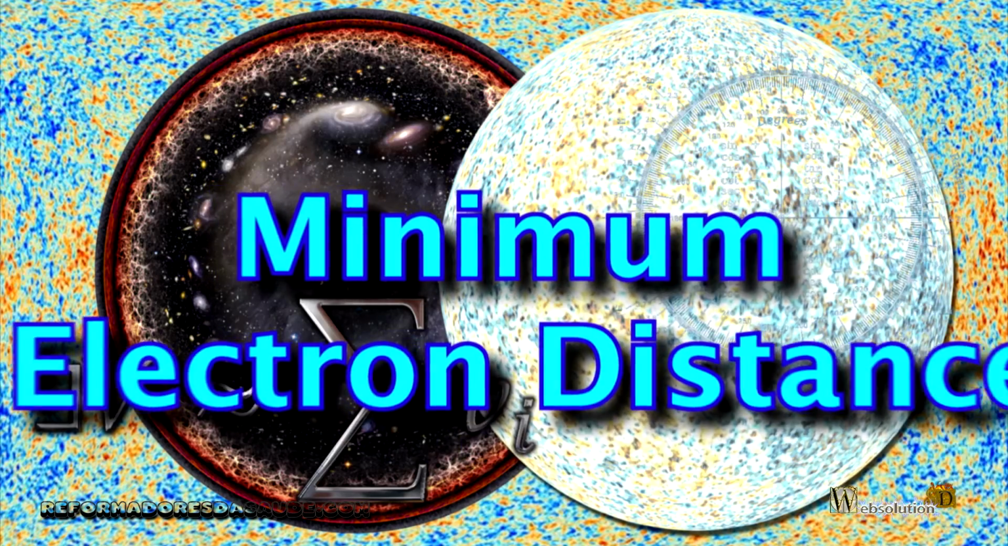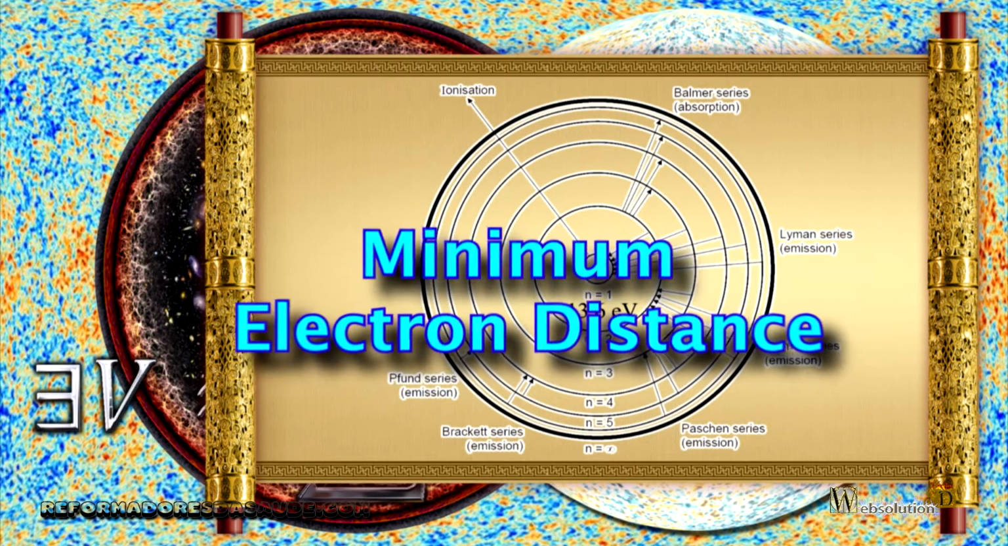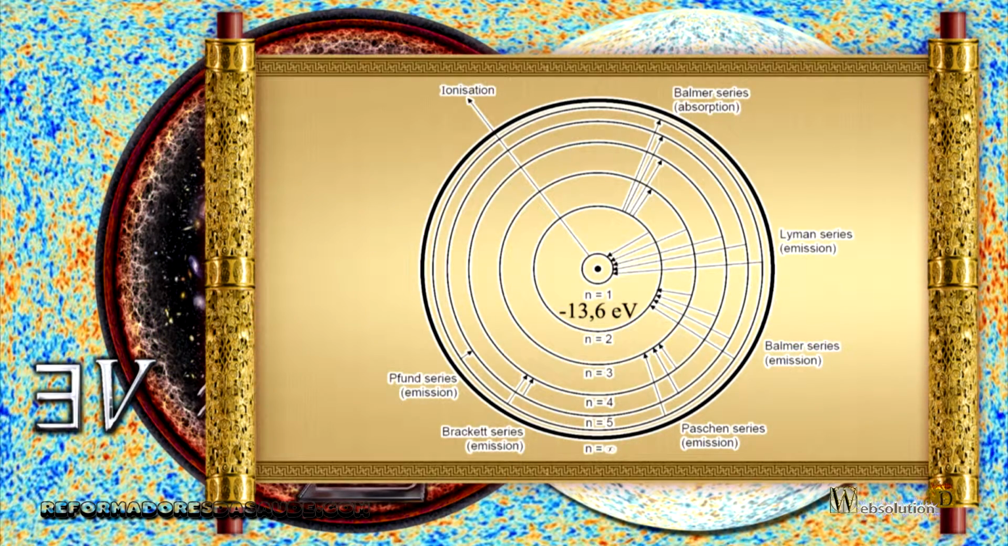Minimum electron distance. It is known that the minimum energy of one electron in the hydrogen atom equals minus 13.6 electron volts. By adopting a model of circular orbits, determine the value of the maximum approximation the electron can get from the nucleus. Suppose electric potential energy has the same behavior with respect to distance as gravitational potential energy.